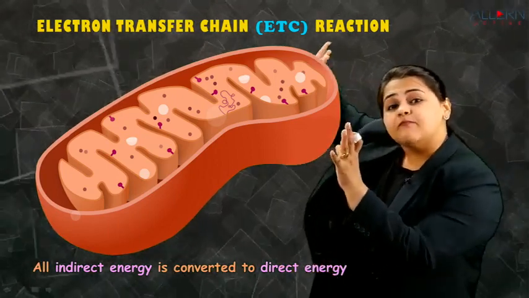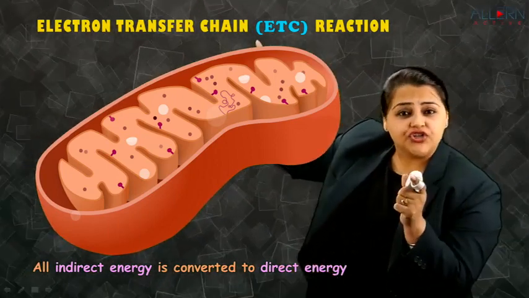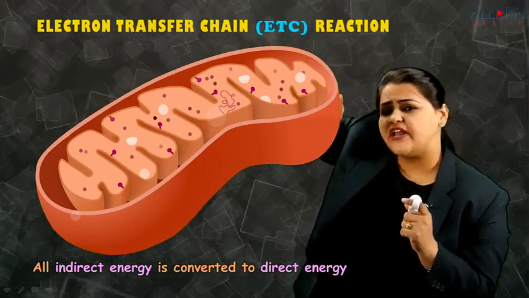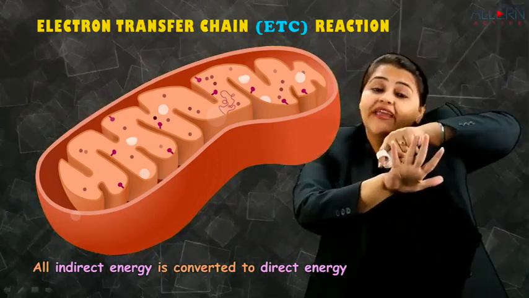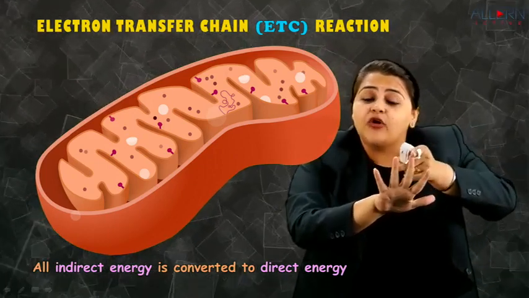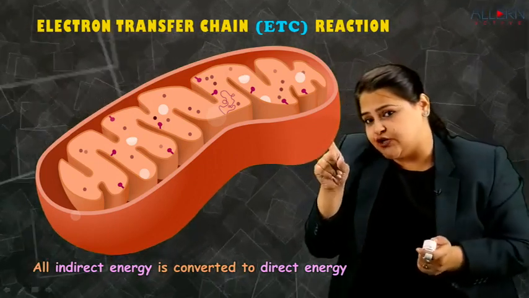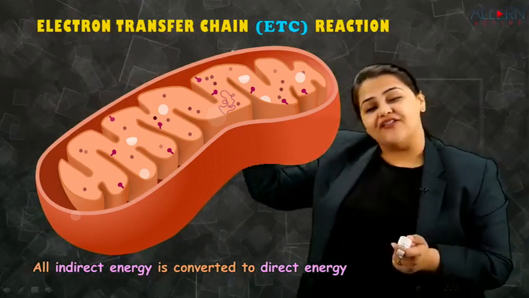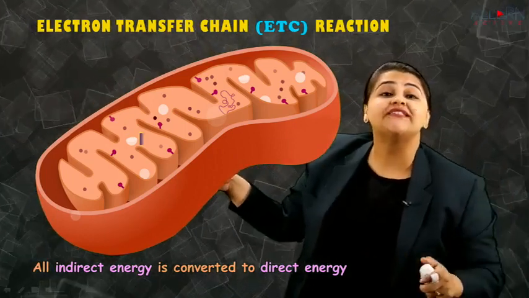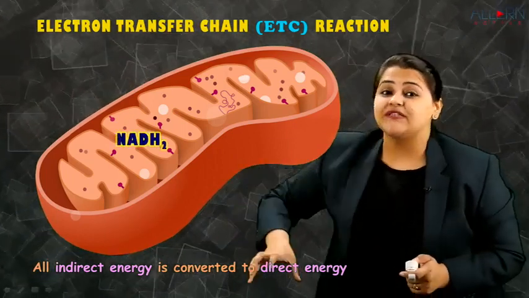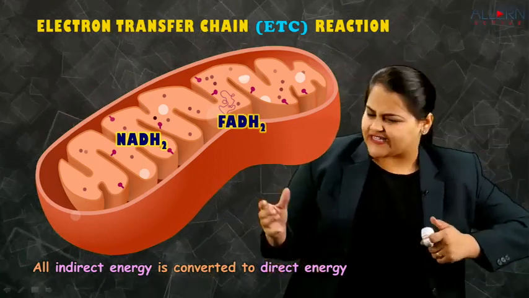Now this mitochondria has its own structure. We have the outer membrane, we have the inner membrane. Now the inner membrane is folded into these finger-like structures. Can you see over here? Yeah, the finger-like structures which are called the cristae. And these cristae have molecules. Let's see what they are.